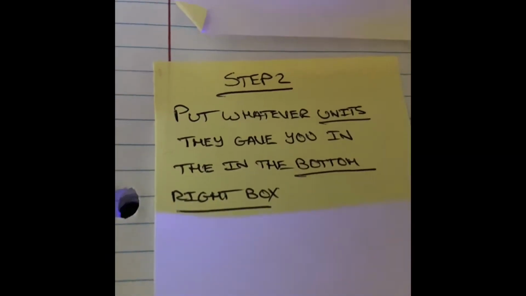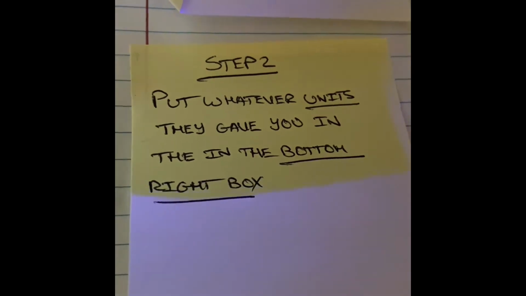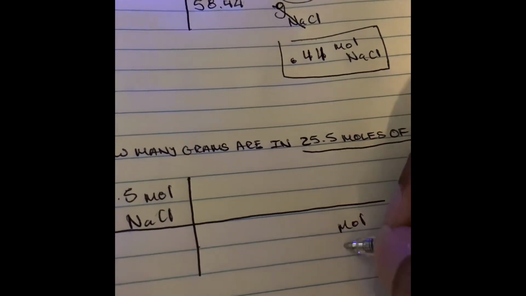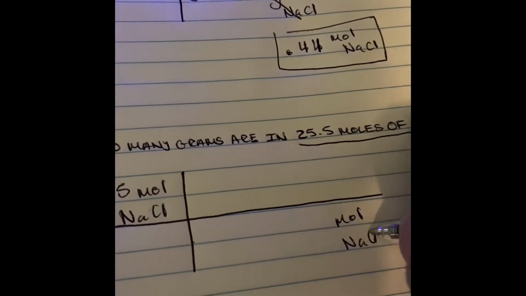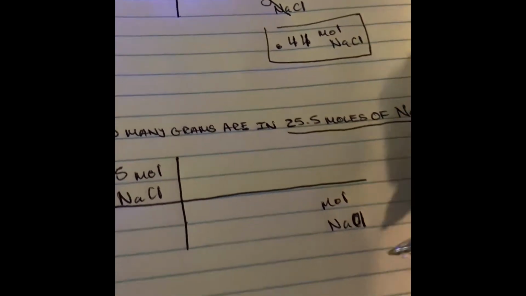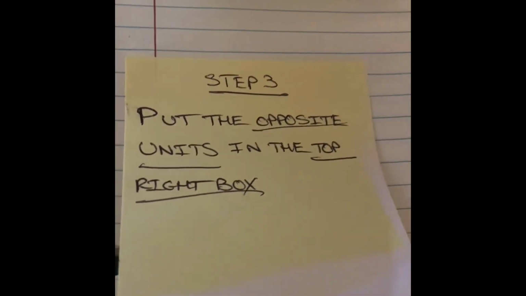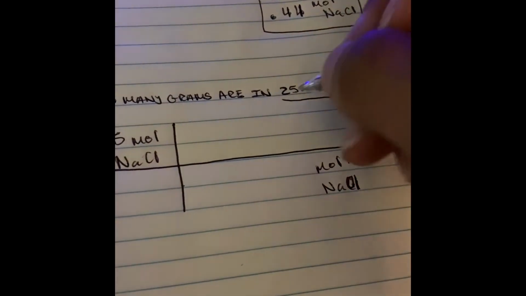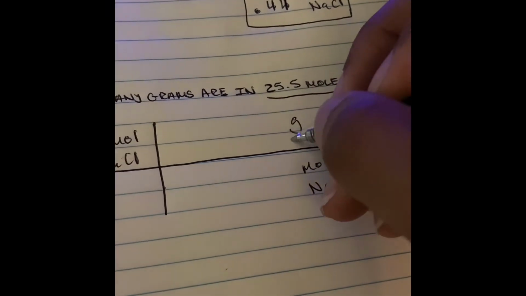Now step number 2 says, put whatever units they give you in the bottom right box. So in the bottom right box, we're going to put moles of NaCl, unlike last time when I forgot to put the Cl. That is the ugly Cl, but you guys know what it is. Okay, so cool. That's step number 2. Step number 3, put the opposite units in the top right box. The opposite units of moles is, you guessed it, grams. So we're going to put grams of NaCl.